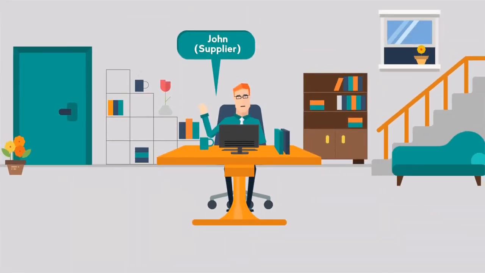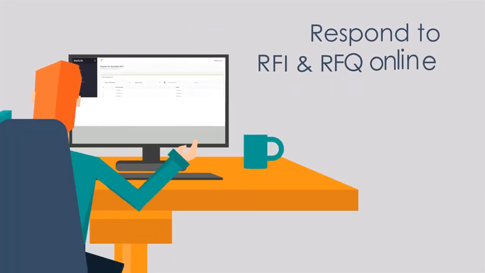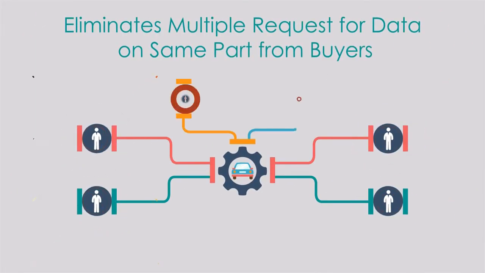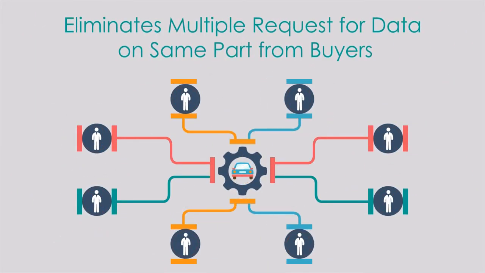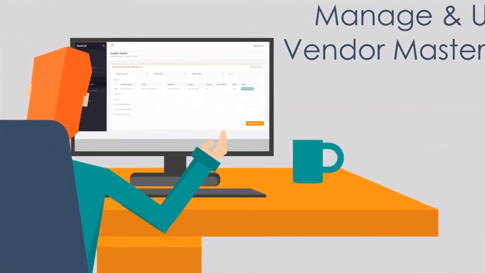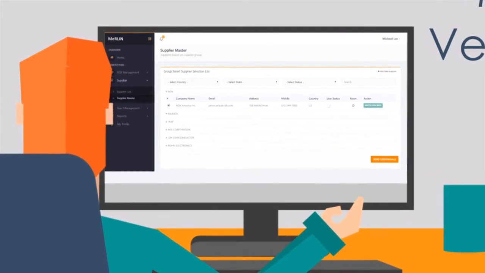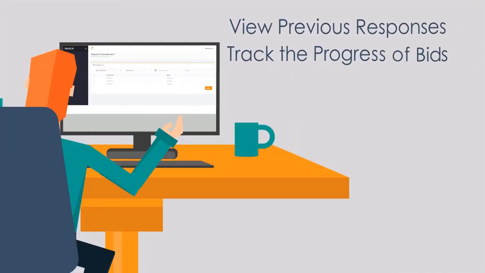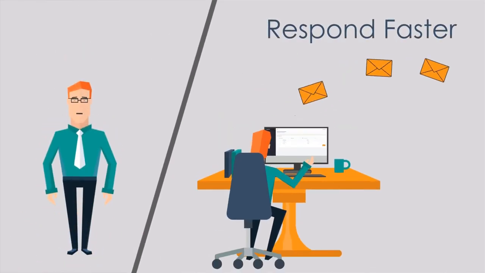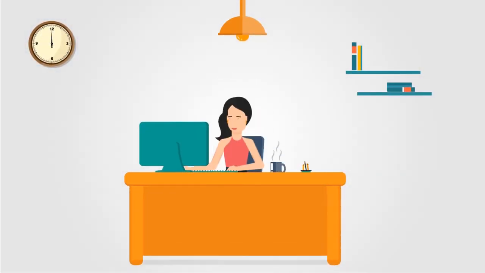This is John, the supplier. He can respond to RFI and RFQ online, saving time and effort. MeRLIN eliminates multiple requests for data on the same part from buyers all over the world. John can manage and update vendor master inputs to ensure accurate supplier structure within the system. He can view his previous responses, track the progress of his bids. He can respond faster.